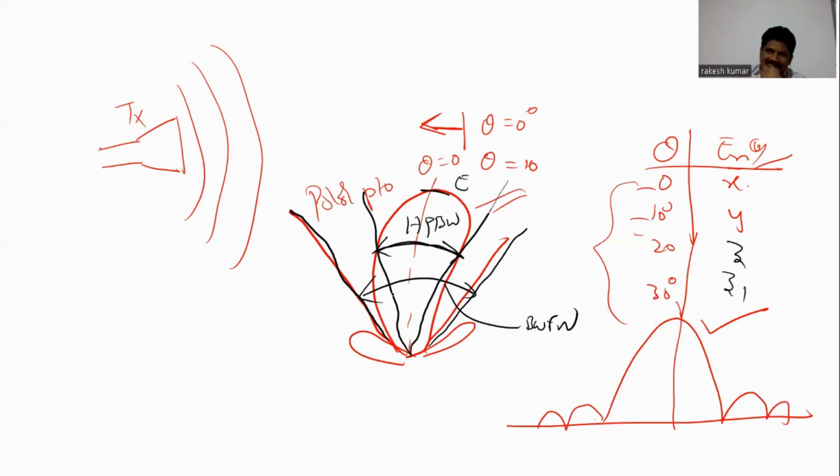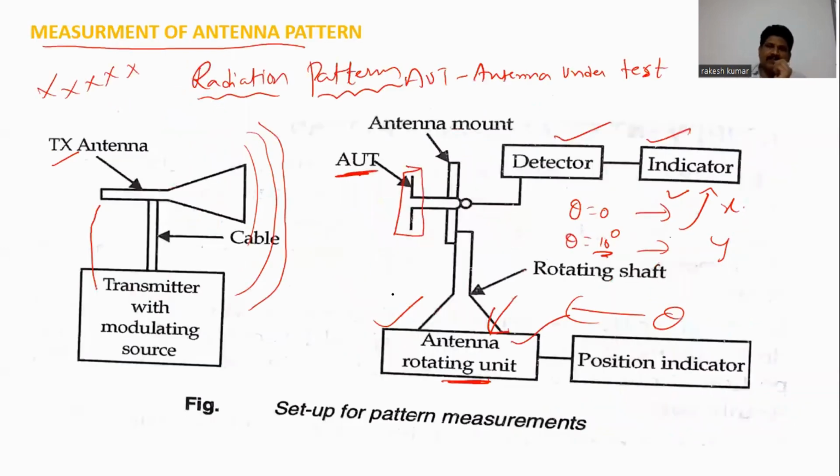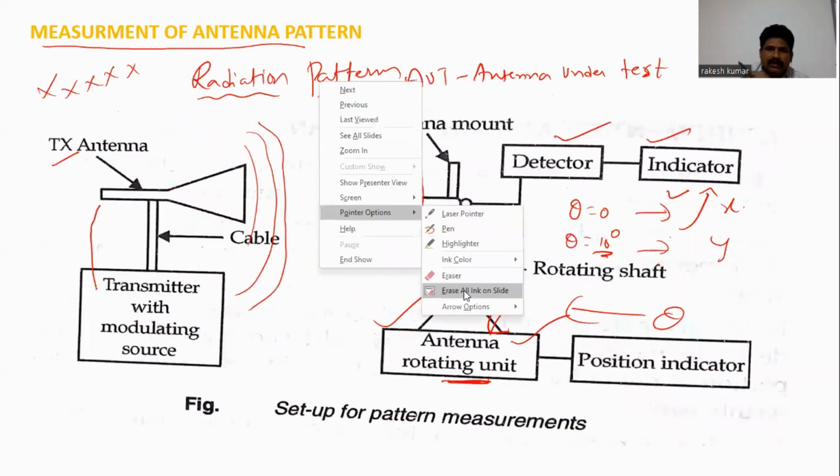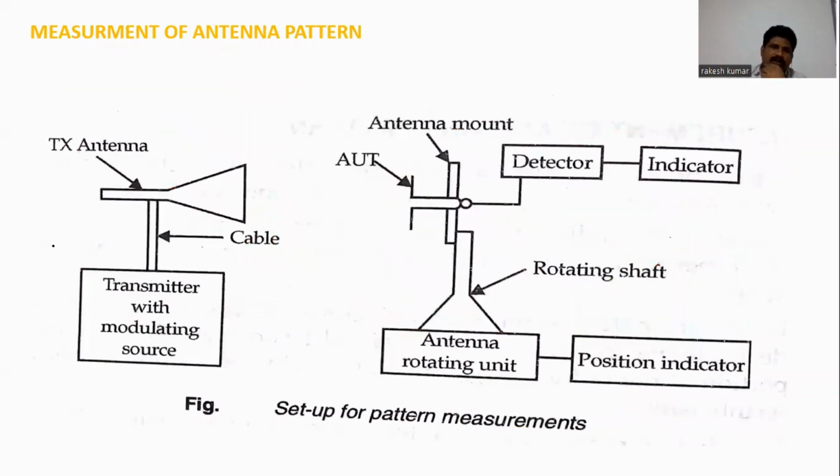This is how you can calculate various parameters once you obtain the radiation pattern. So this setup is very, very important for calculating various parameters. This is the transmitting antenna, and the transmitting antenna is fixed.